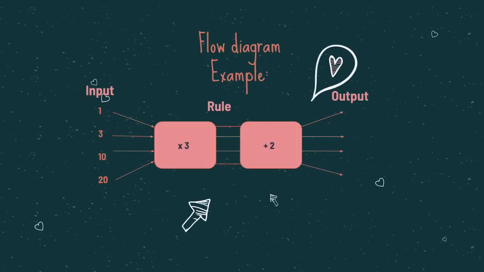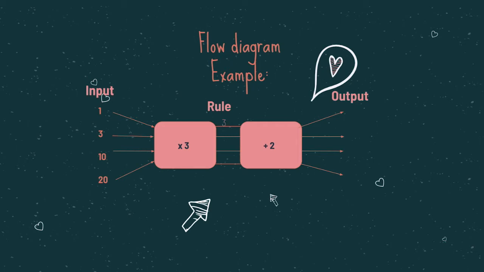So let's look at the flow diagram again. Firstly, we have the input. And then we have the rule on which we apply the input. And then you have your output. Okay, so our input is 1. Now we see we firstly need to times it by 3. So 1 times 3 gives you the answer of 3.